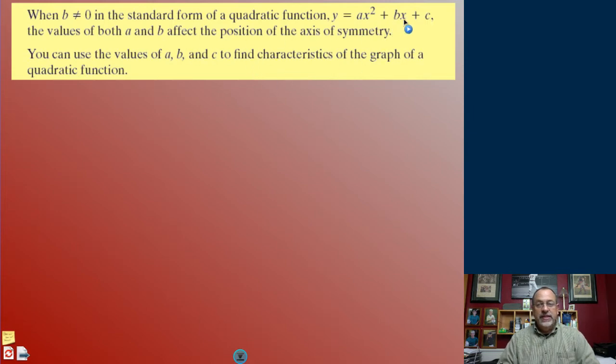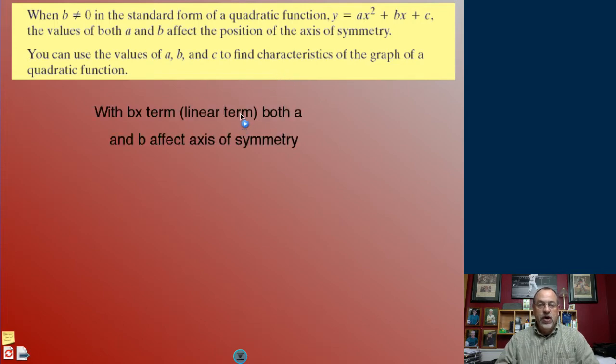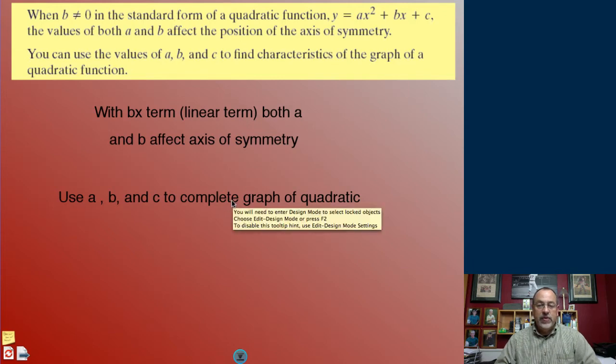And when there is a linear term, both this A and the B are going to affect the position of the axis of symmetry, which, remember, is also going to affect the vertex because the vertex is on the axis of symmetry. And we're going to use the values of A, B, and C to determine some characteristics of the graph when we are graphing the quadratic function. So a few things we want to do when this is the case. With the bx term, like we said, both A and B are going to affect the axis, and we're going to use those to go ahead and complete those.